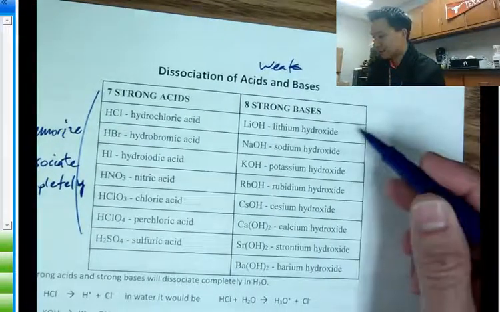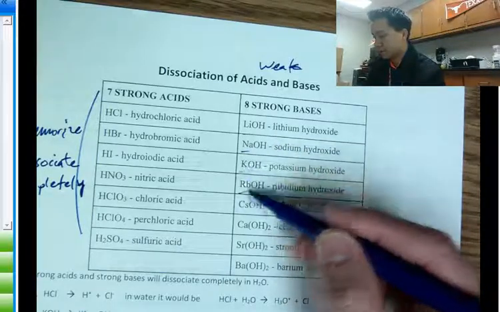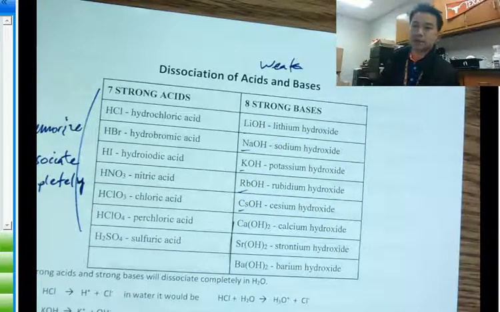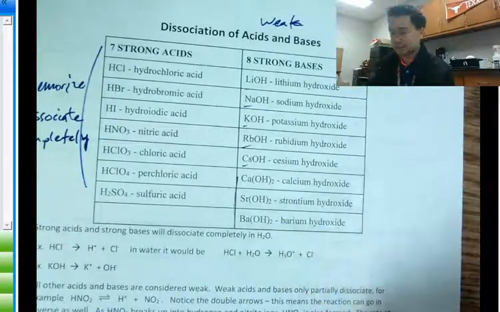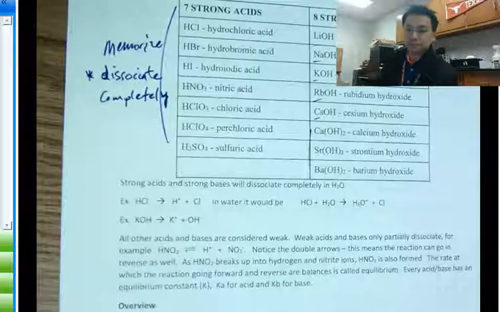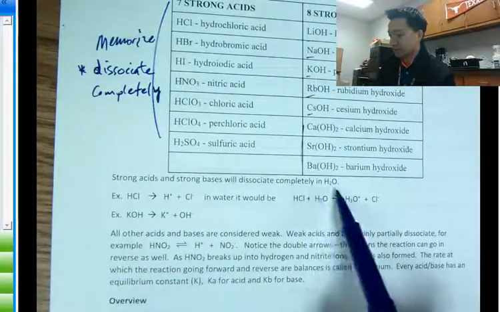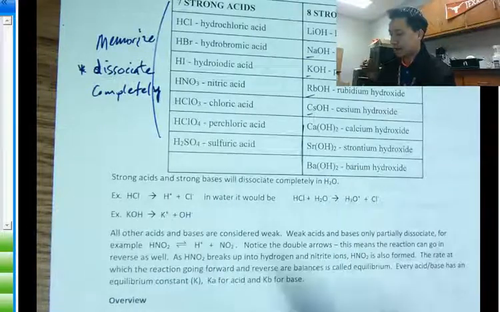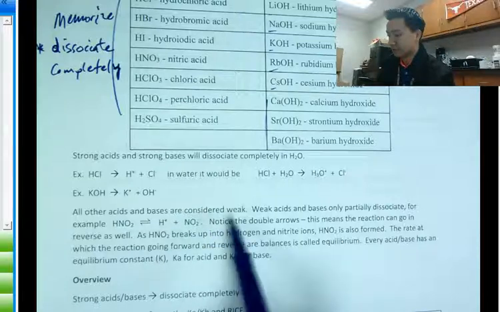There are 8 strong bases, basically all the metals in group 1, the alkali metals, and then 3 from the alkaline earth metals, with the hydroxide to make them bases. Strong acids and strong bases will dissociate completely in water, and all other acids are considered weak.